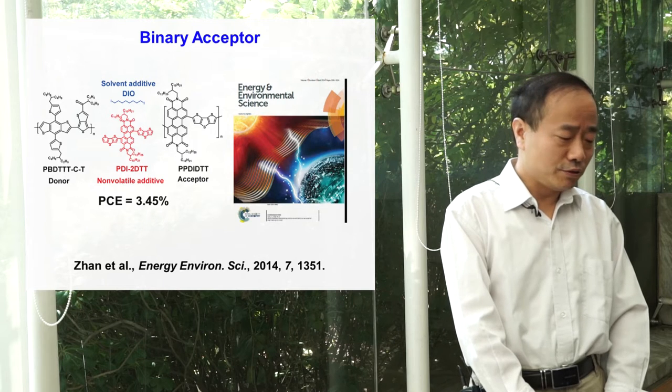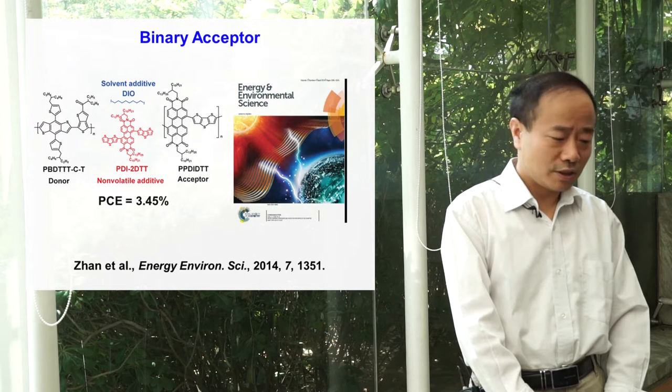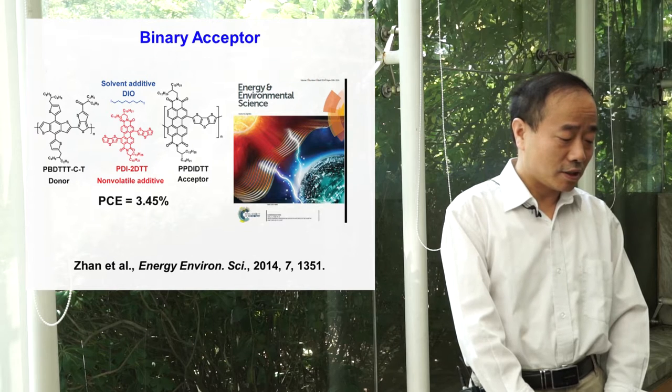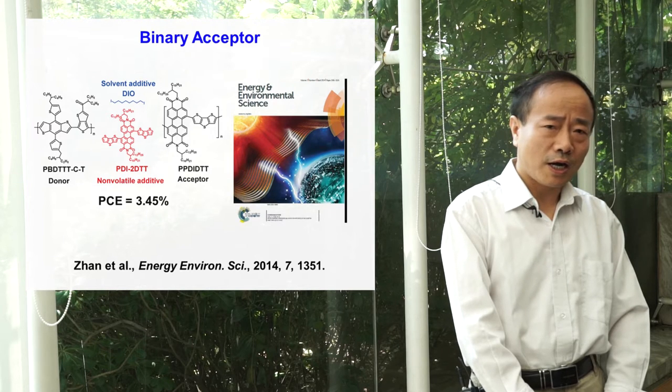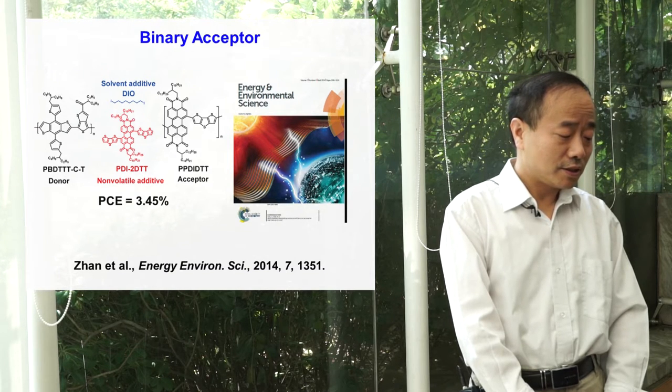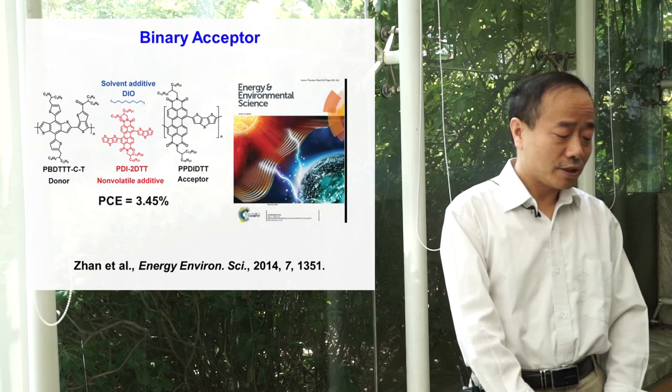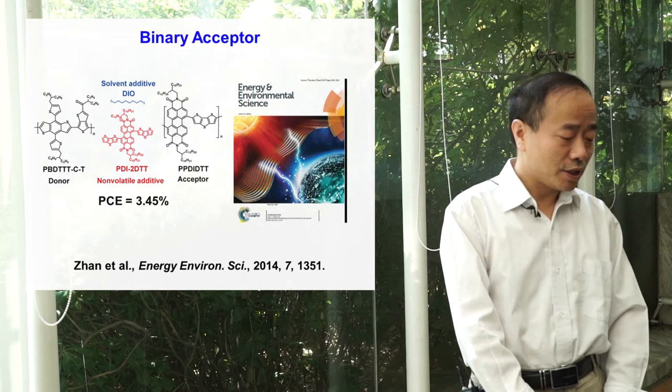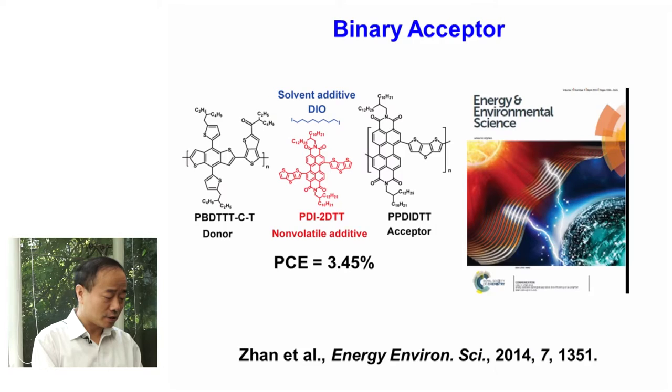Then we used a small molecule acceptor called PDI2TDT as a second acceptor. Then we fabricated an all-polymer solar cell between a low band gap polymer donor called PBDTTT and our polymer acceptor PDI-DTT. We got an efficiency of around 3.4%.